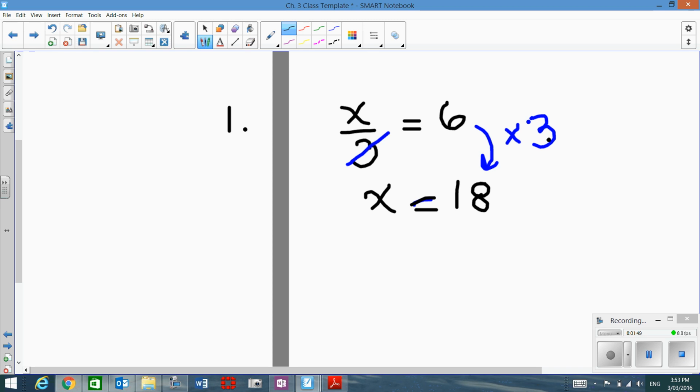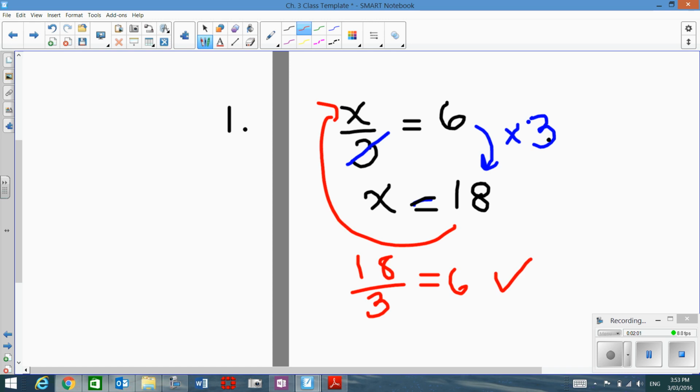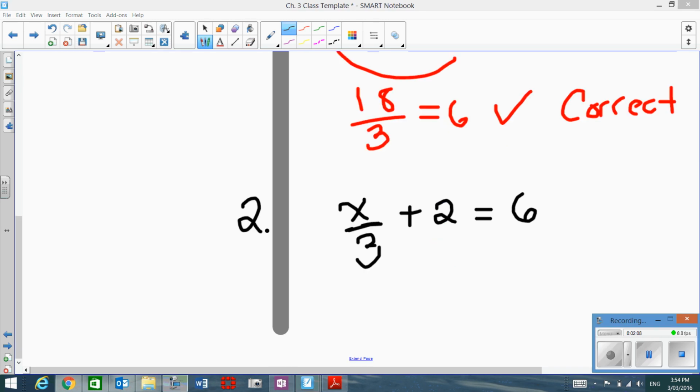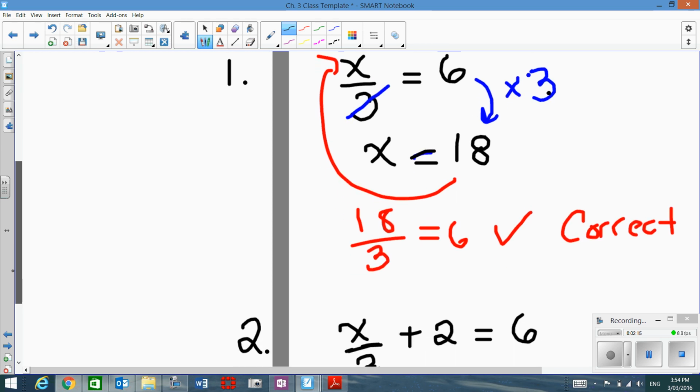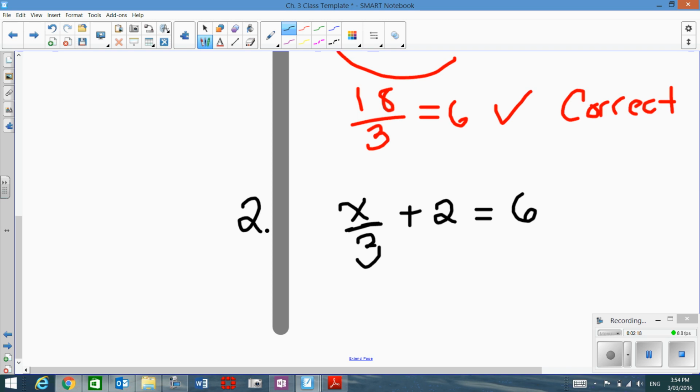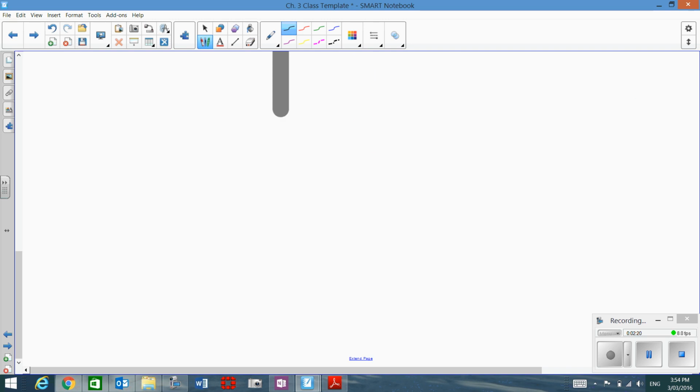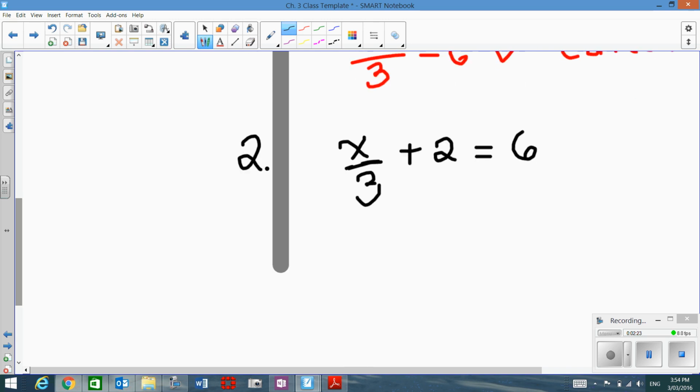Now I can always check my work because if I substitute 18 back in for that x, it says 18 divided by 3 equals 6, and I know that that is true. So I know that I just figured out the correct solution for x. The last example was only one step because all I had to do was multiply by 3, and then I had already isolated x. In the second example, I have two steps that I'm going to have to go through to get the x by itself.